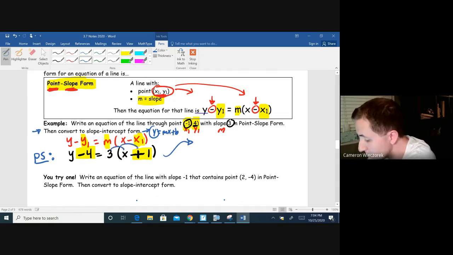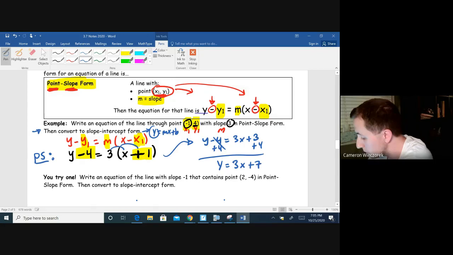I'm going to distribute the right-hand side. So I get y minus 4 equals 3x plus 3. And then to get y by itself, I would add 4 to both sides. So I get y equals 3x plus 7. This would be your slope intercept.